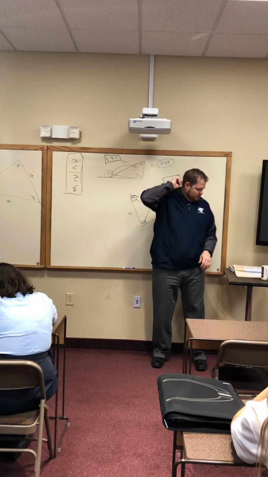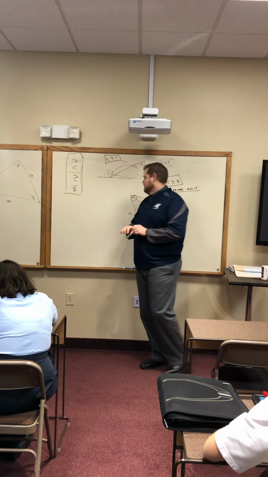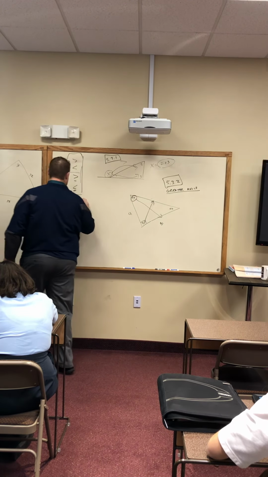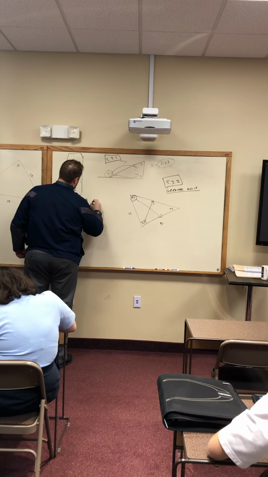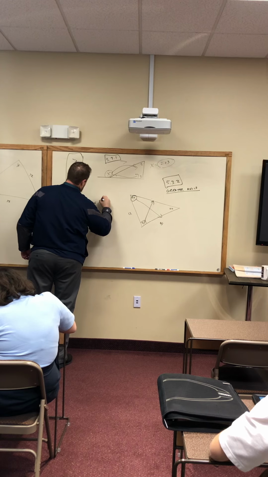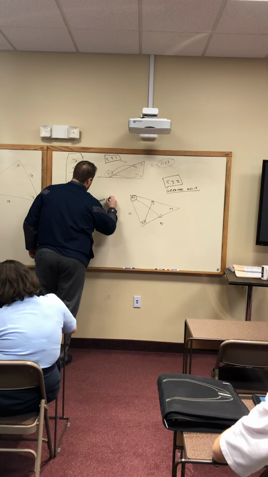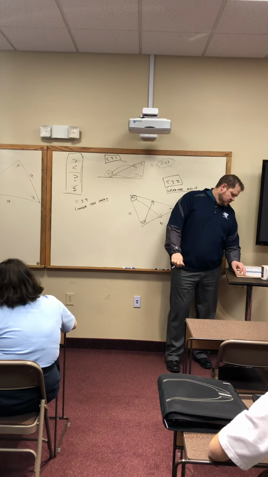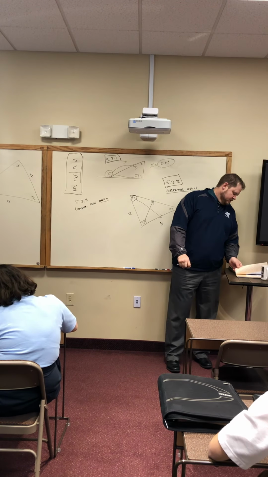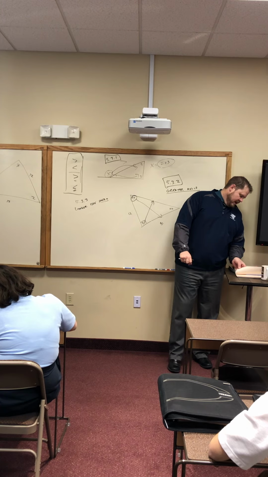The next one is 5.3.3, the longer side inequality. What does that mean? Let me read it to you: if two angles of a triangle are not congruent, the longer side is opposite the longer angle.